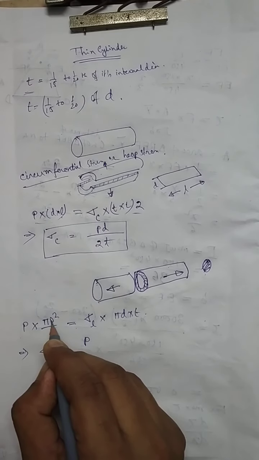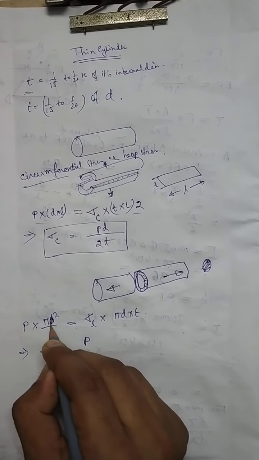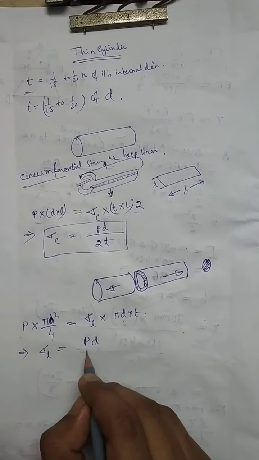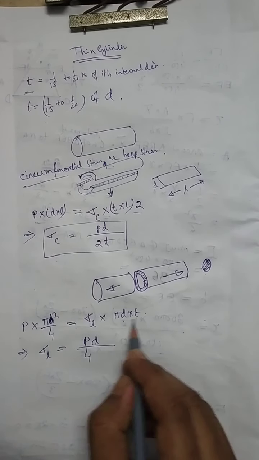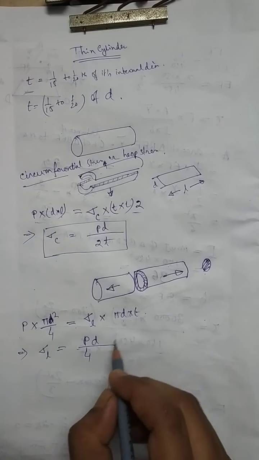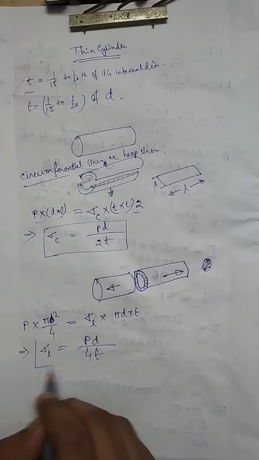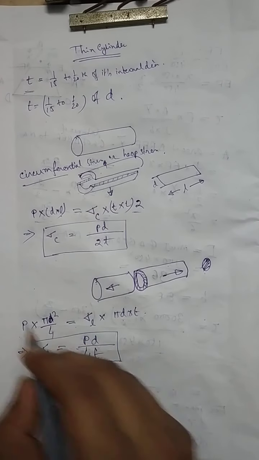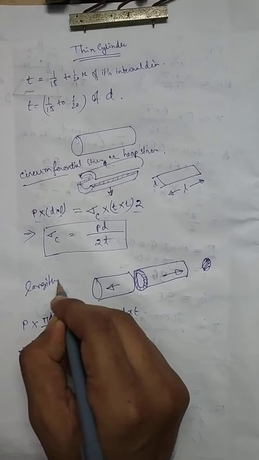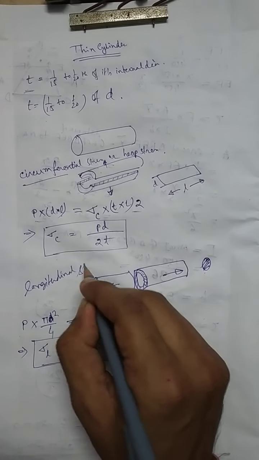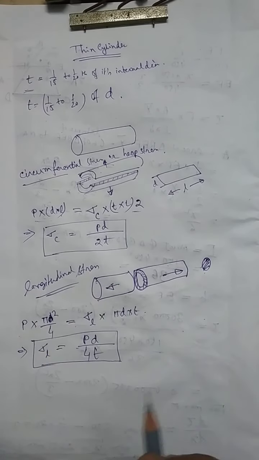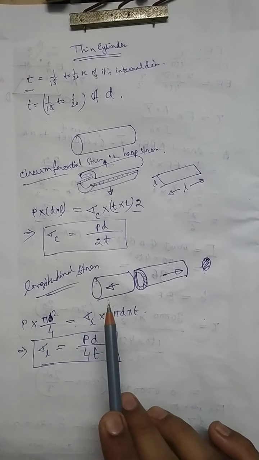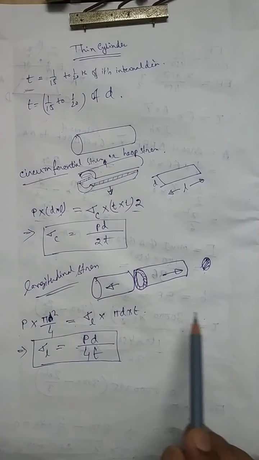So from here we get sigma L equal to P into pi d square by 4, divided by pi d t. Pi cancels out, one d cancels out, so sigma L is Pd by 4t. This is the expression of the longitudinal stress. Okay, so in a thin cylinder material these two types of stress are working.